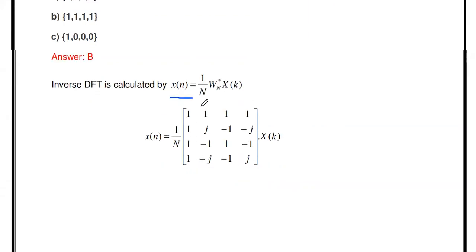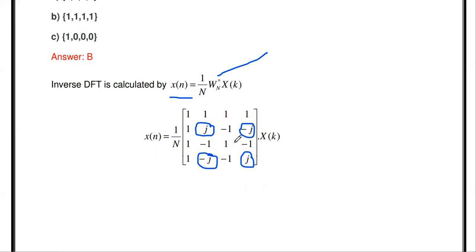So what is the twiddle factor's complex conjugate? It is the same 4 by 4 matrix. What is the difference? You see these 4 elements, this plus j and minus j. So this is the Wn complex conjugate matrix. The remaining, the first row and first column are 1, the center value is 1, and these elements are minus 1. Same. Okay, so what is the difference in this Wn complex conjugate matrix? In the Wn matrix, these two values are minus j, these two values are plus j.